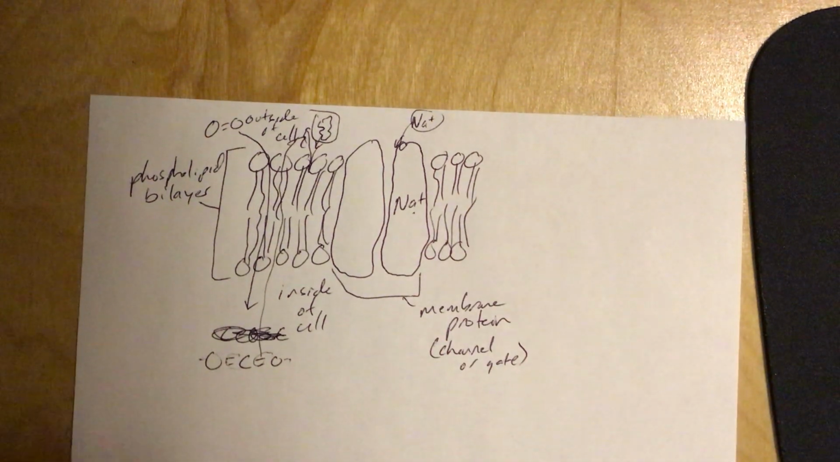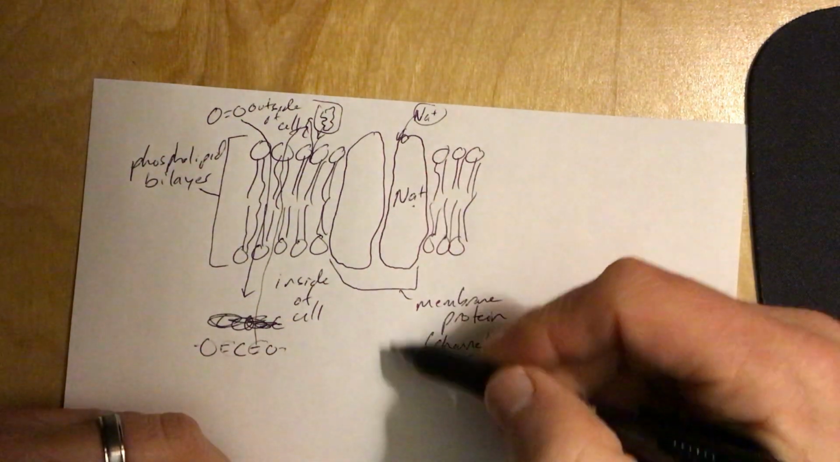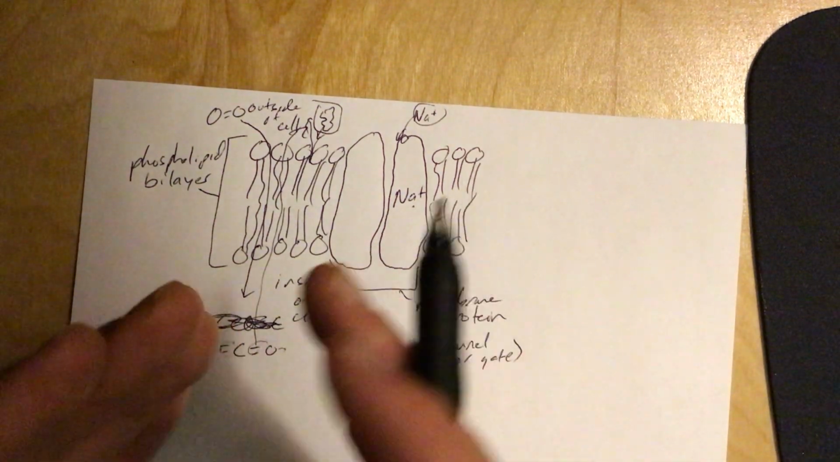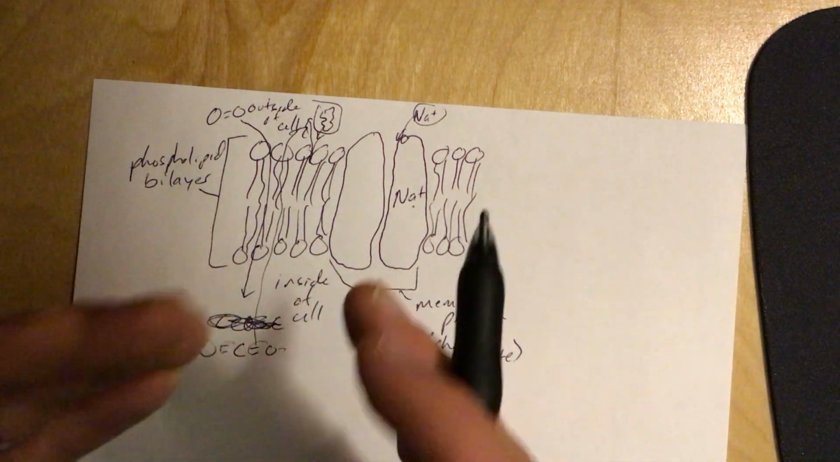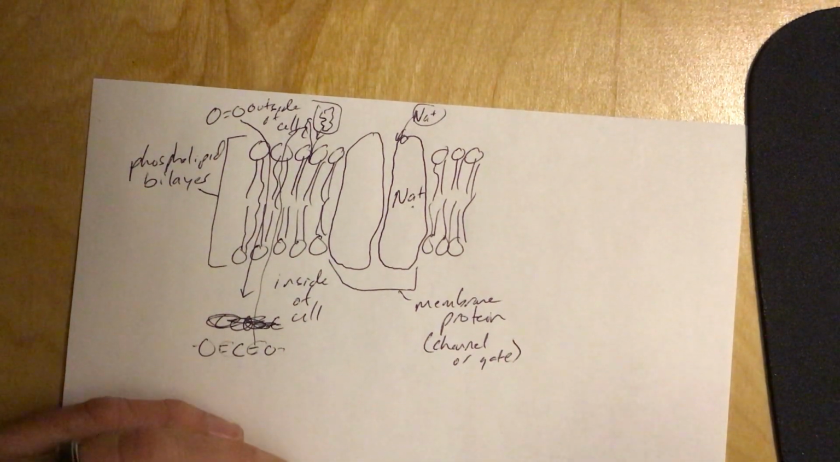There's some that are set up to allow water in, called aquaporins. There's some that allow potassium in or out. And there are some that allow, gosh, so many different types of things to be transported in or out of the cell. But these gates are super important because they're what allow the cell to make choices about what is good for the cell and what's bad for the cell.